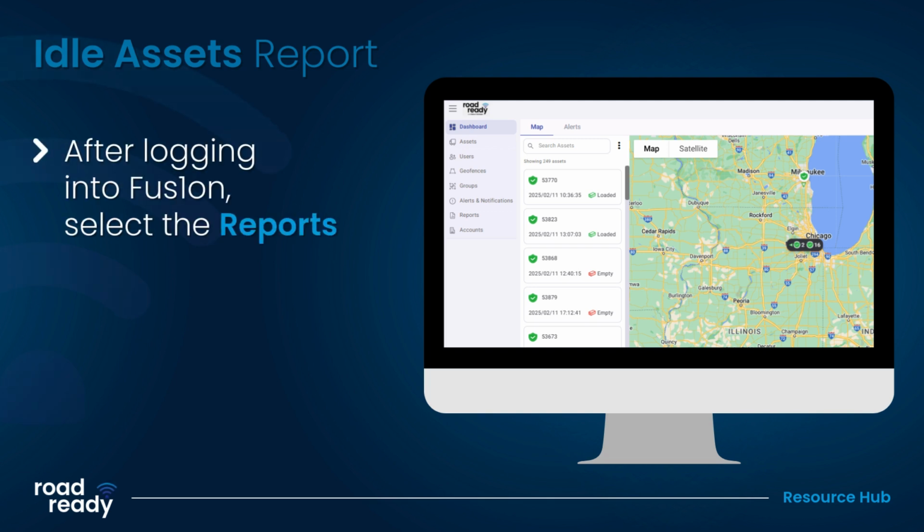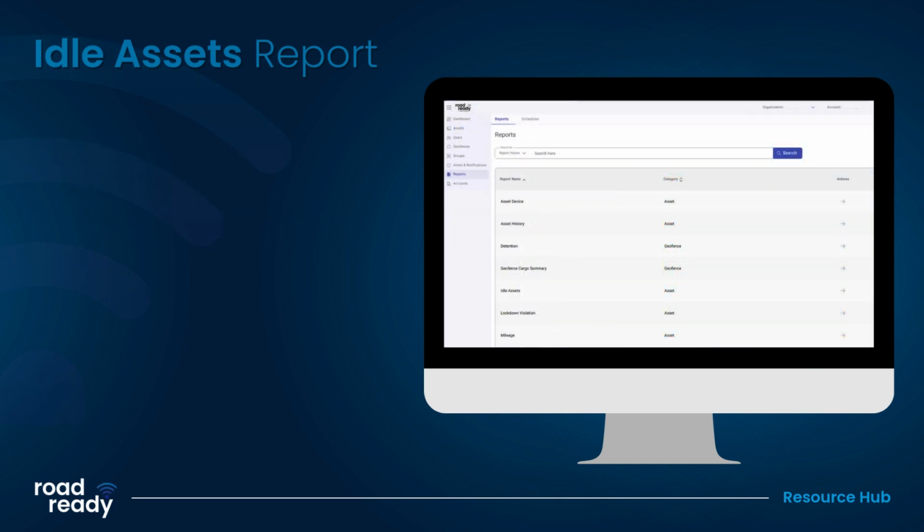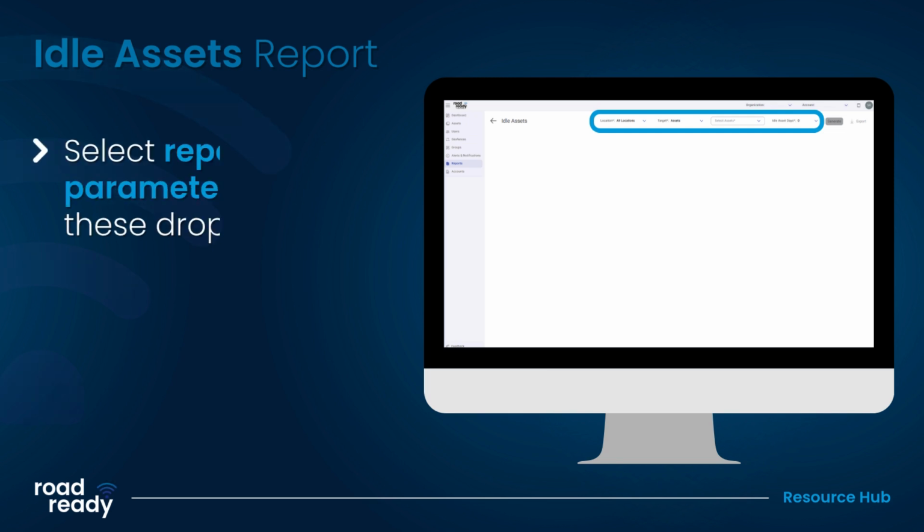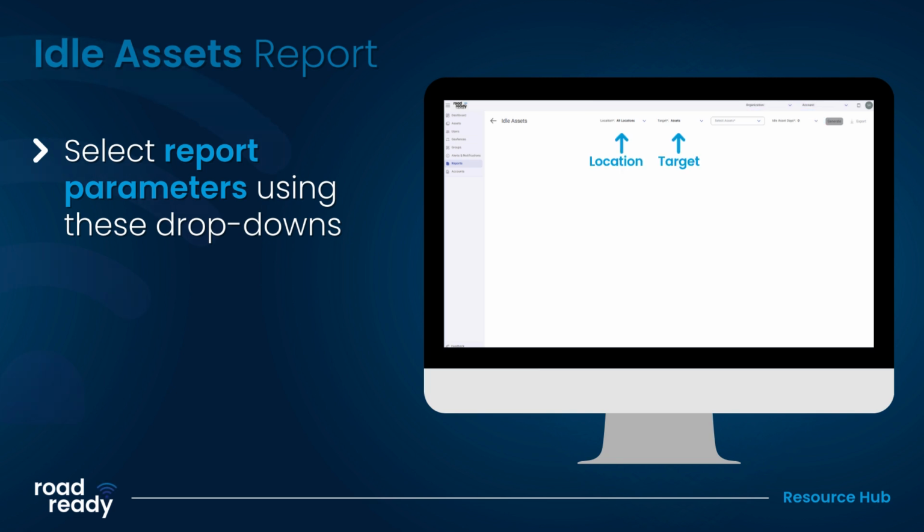After logging into the Fus1on user interface, you want to toggle from the dashboard view to the reports view. Once you go into the reports, go into the idle assets report right here and then press the arrow over on the right. On the next screen, you'll see drop-downs along the top rail where we'll have to select the parameters that will give you your report: location, target, assets, and the number of days that your assets have been idle.